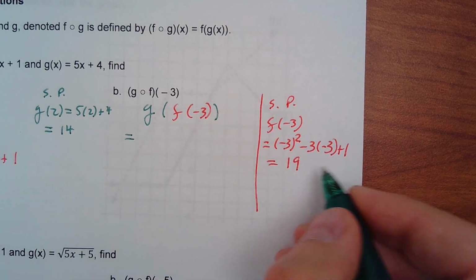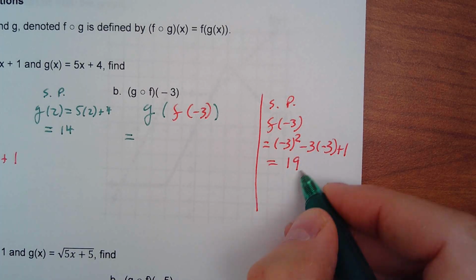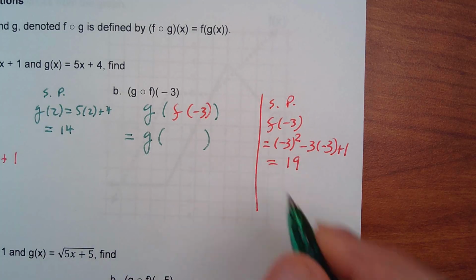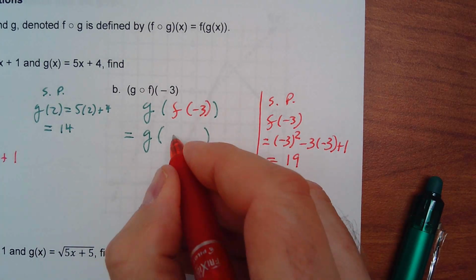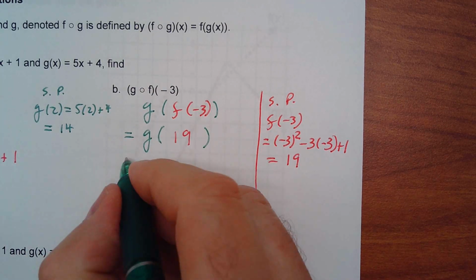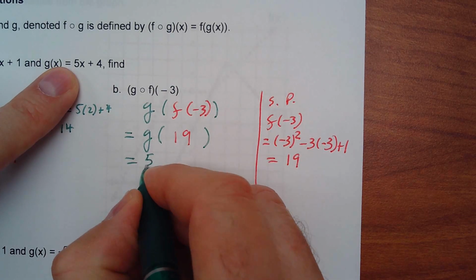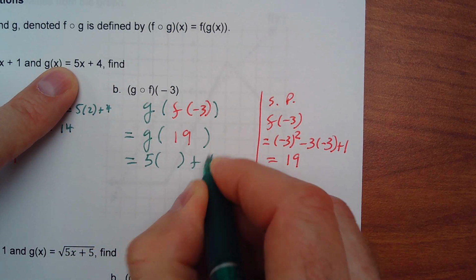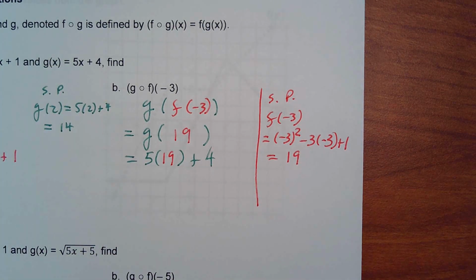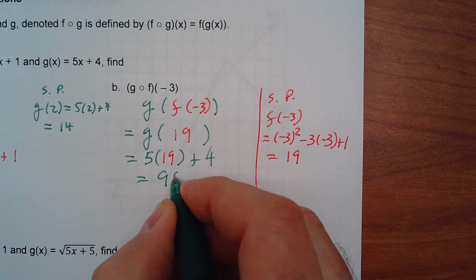So now, here are my clean, wet clothes, or here's my batter, whichever analogy you want to go with. And now I'm going to plug that 19 into G. So G says I'm going to take 5 times 19 and add 4. Well, 5 times 19 is 95, plus 4 is 99. So our answer would be 99.